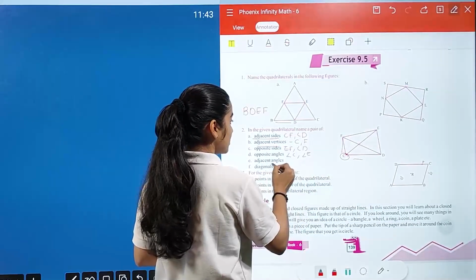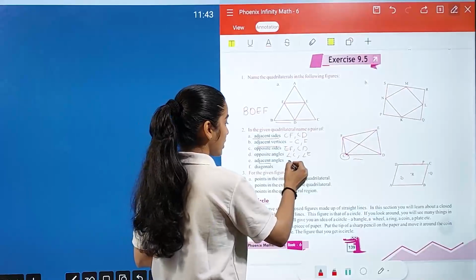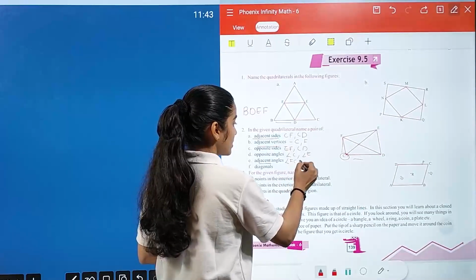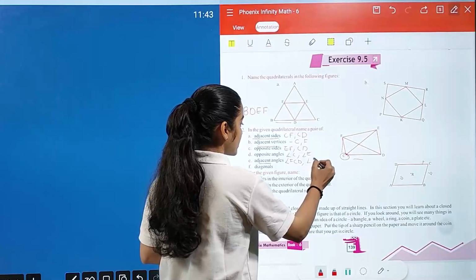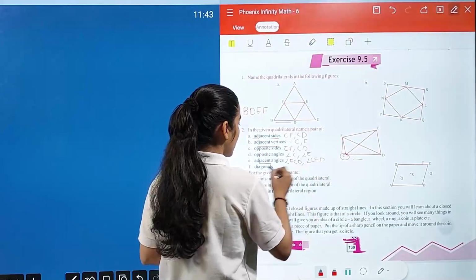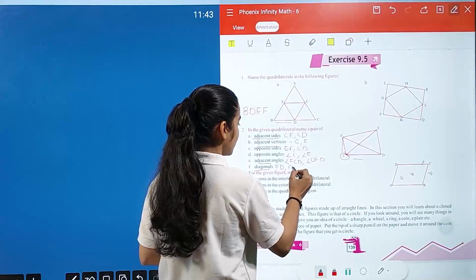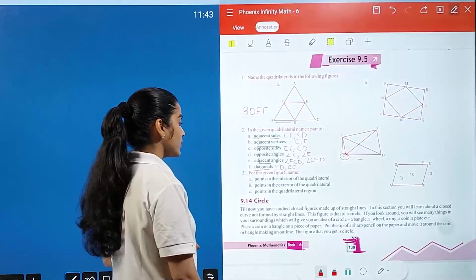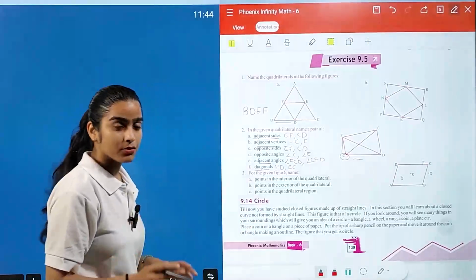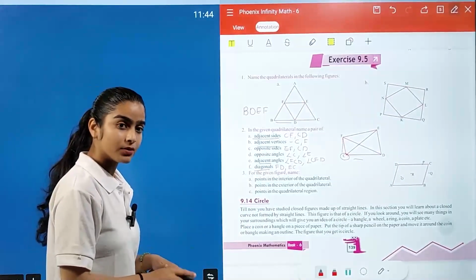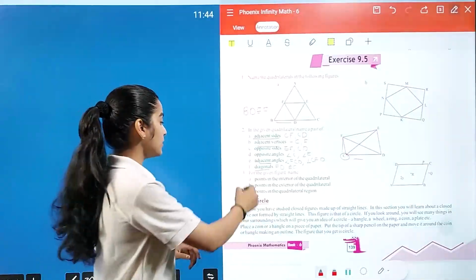Adjacent angles, where we have a common arm and common vertex. So angle FCD and angle CFD. Diagonals are FD and EC. Now for the given figure, name points, this question is very easy. You just have to write your points which are inside the figure, outside the figure and on the quadrilateral region. So you have to do it on your own.